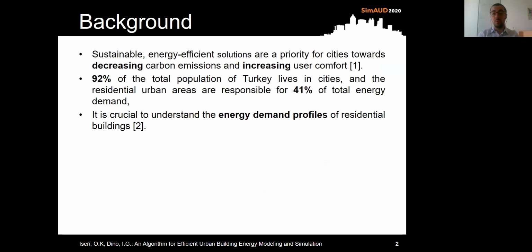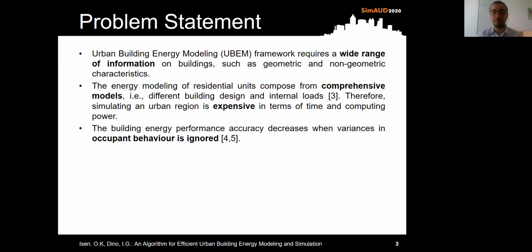And 92% of the total population is living in cities in Turkey. And residential areas are responsible for 41% of the total energy demand. It's a huge number, and it's really crucial to understand the energy demand profiles of the residential buildings.